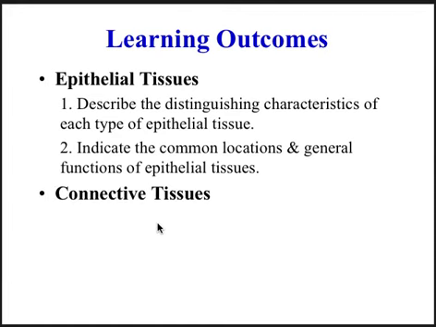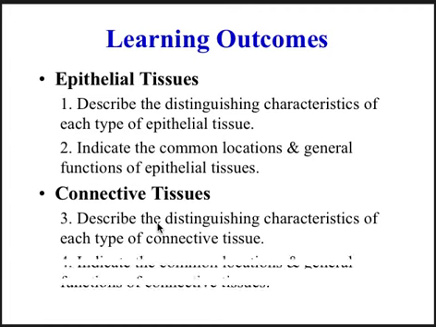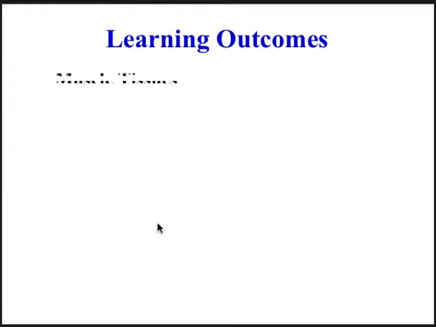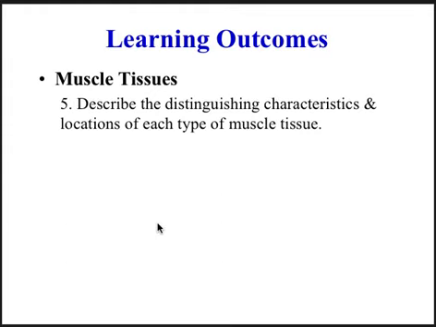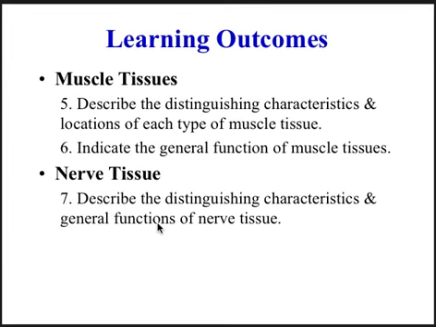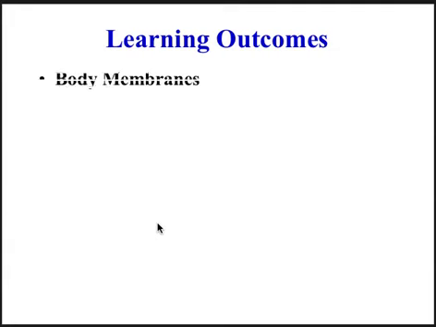functions for these tissues. We're going to describe the distinguishing characteristics of each type of connective tissue and indicate the common locations and general functions of these tissues. We'll describe the different types of muscle tissue, cardiac, smooth, and skeletal, and indicate their general function. And we'll describe the distinguishing characteristics and function of nerve tissue and indicate the common locations of nerve tissue.